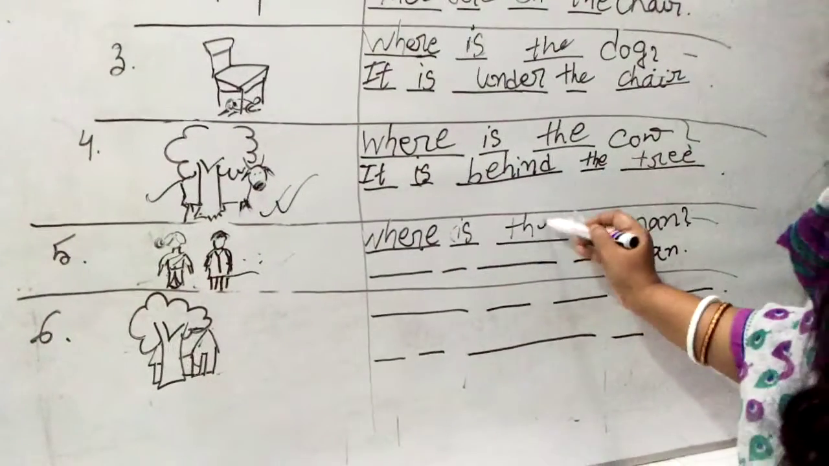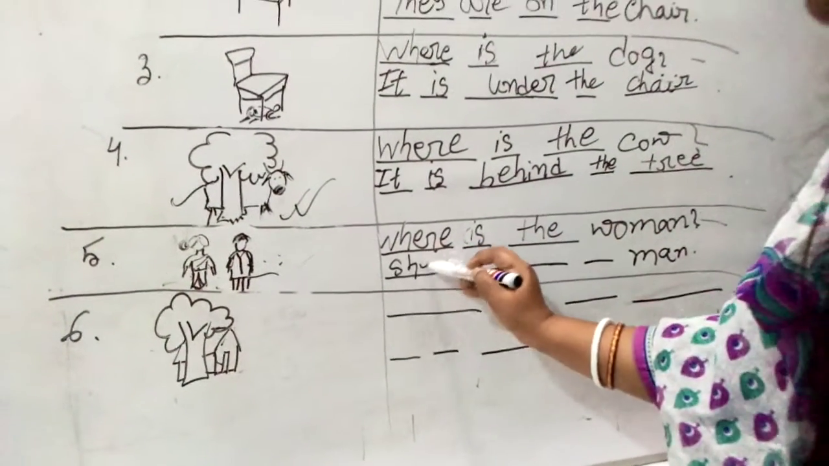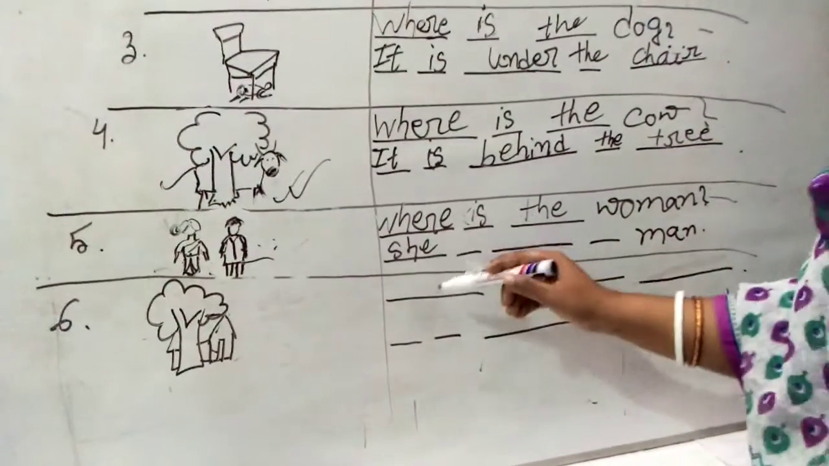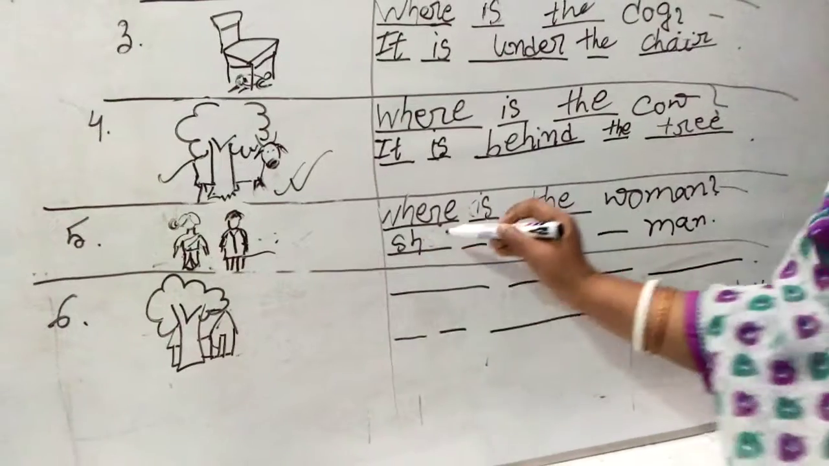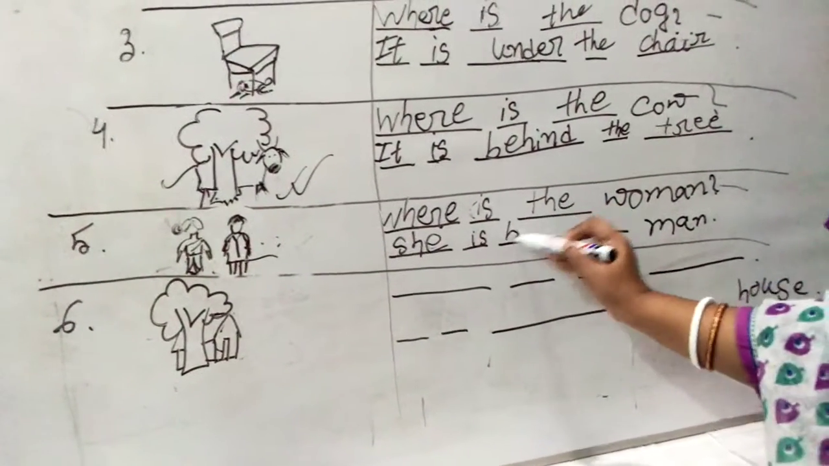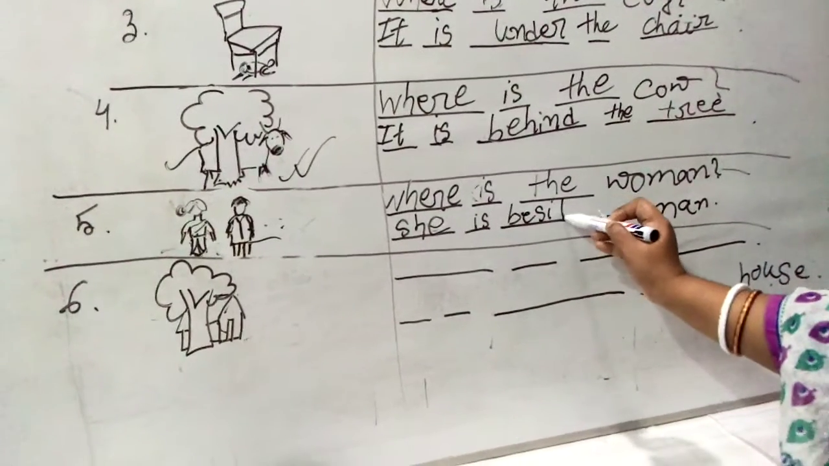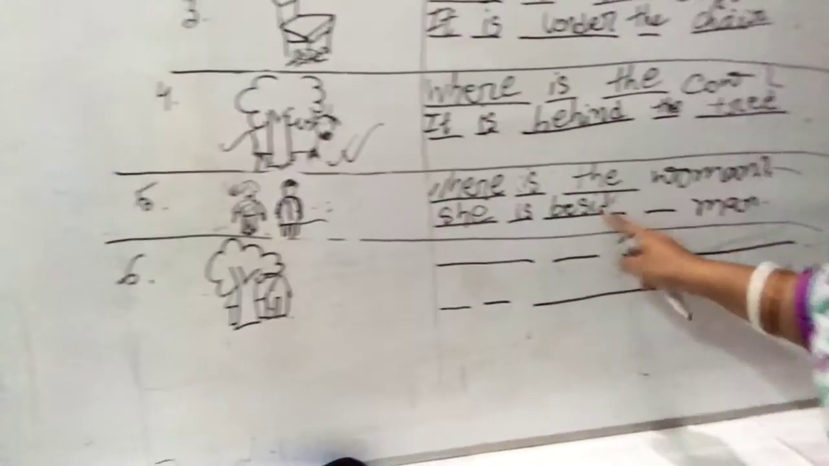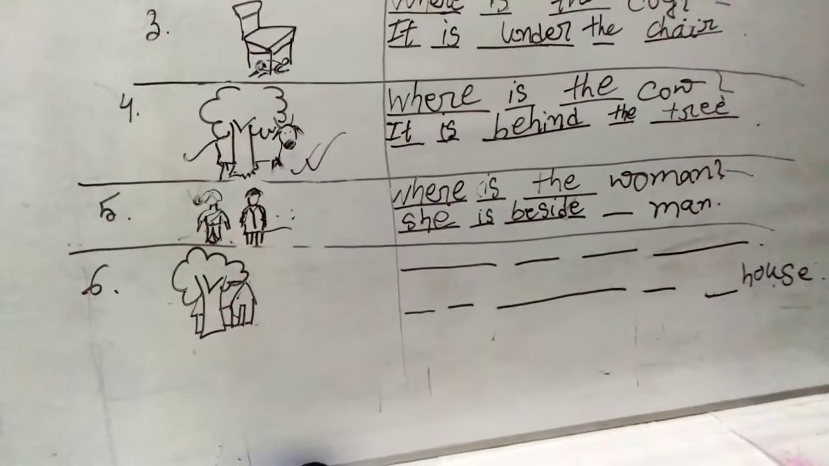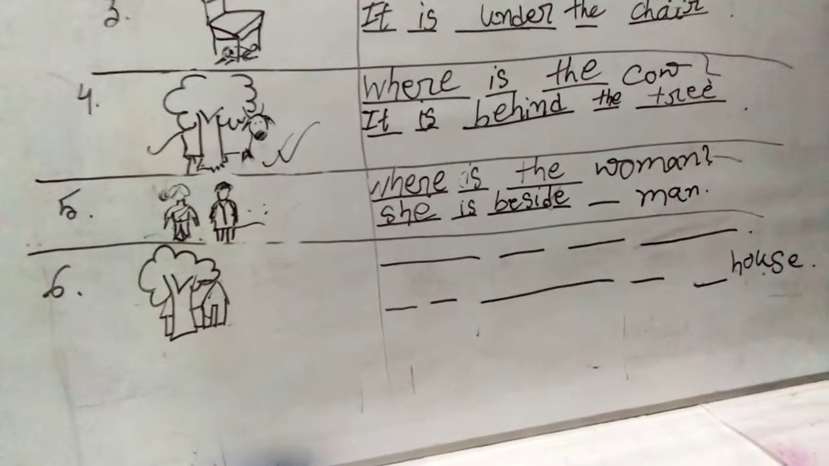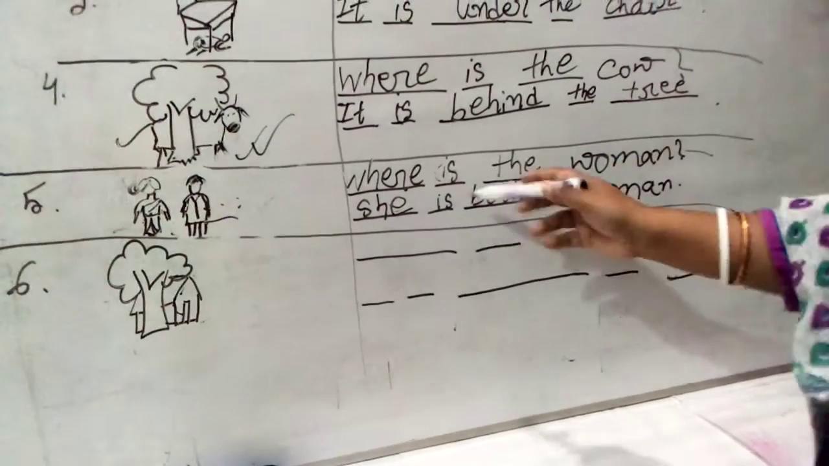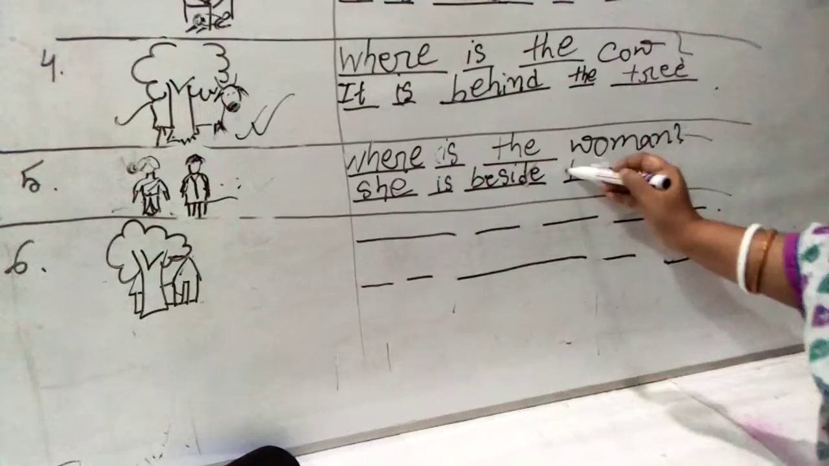Where is the woman? As it is about a woman, for girl and woman we can use "she" as the pronoun. So we can write: she is beside the man. Beside, B-E-S-I-D-E. Again, the spelling of beside is B-E-S-I-D-E. She is beside the man.